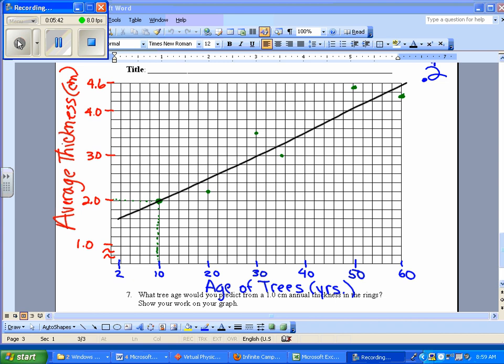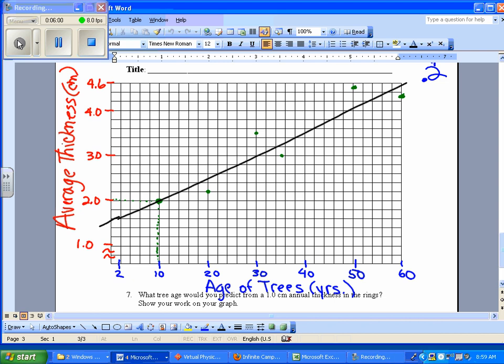Now, number 7 at the bottom says, what tree age would you predict from a 1 centimeter annual thickness in the rings? Show your work on your graph. As we look here, this actually falls off the graph. So you would predict that there would never be a 1 centimeter annual thickness. It just fell off the graph. Even at an age of 0, it's not on there, so you would predict that that would not happen.